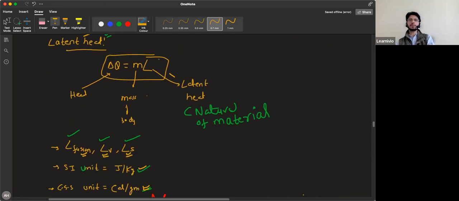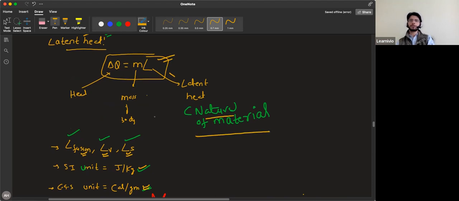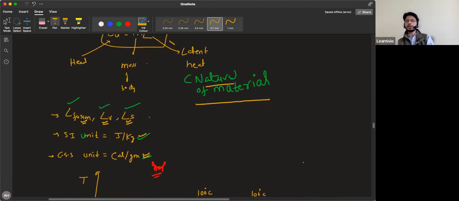How much is latent heat? It's mL, mass into the latent heat. Here m is the mass of the body, and L is latent heat, which depends upon the nature of the material. So we have three types of latent heat: latent heat of fusion, latent heat of vaporization, and latent heat of sublimation. SI unit is joule per kg, CGS is calorie per gram.